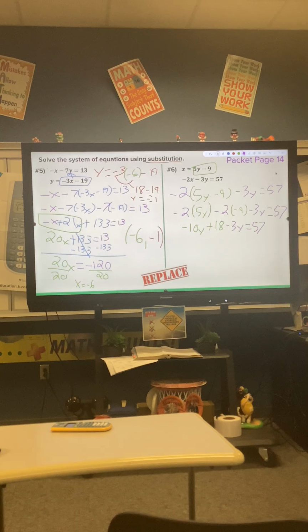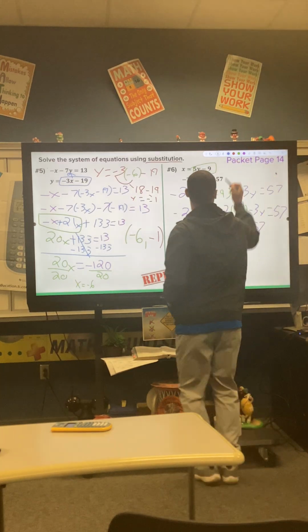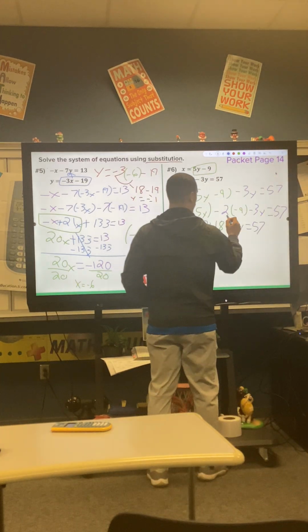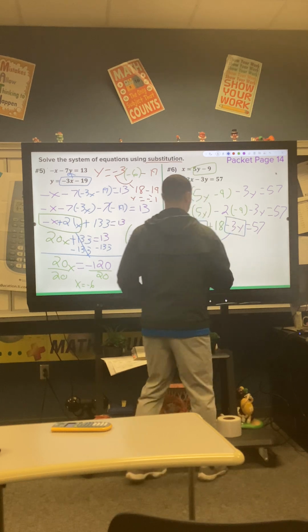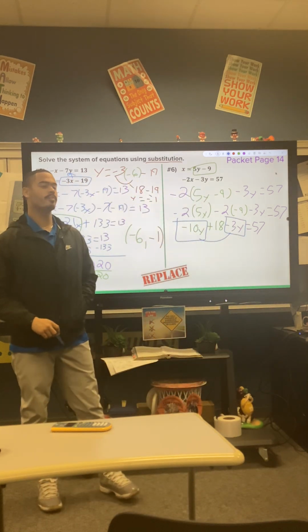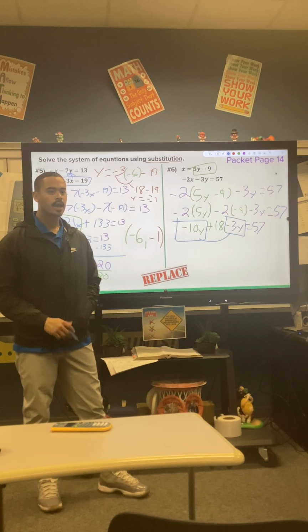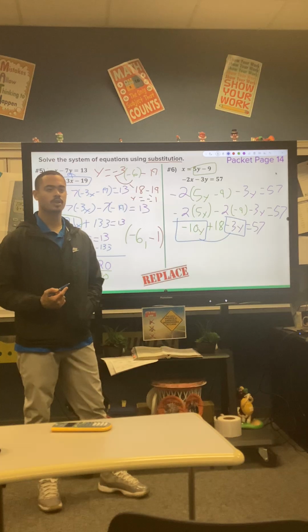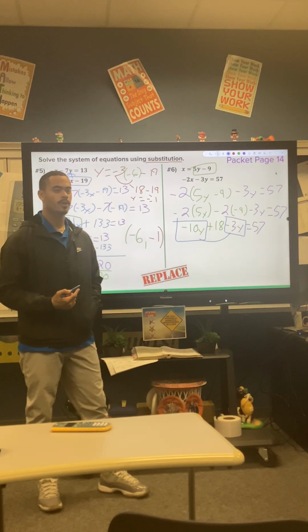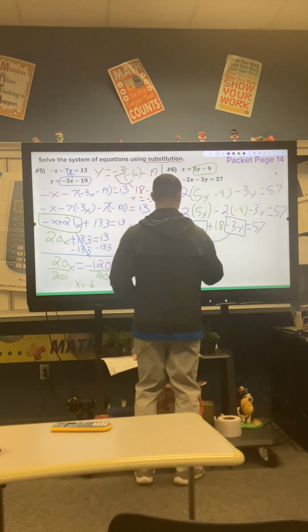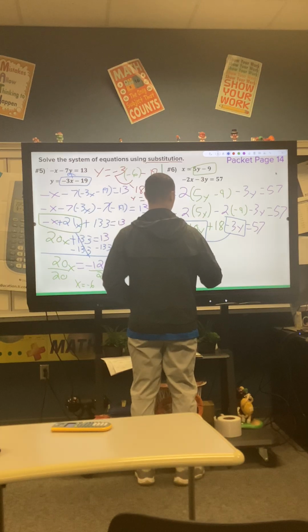We're going to combine my like terms, right? Yes. So what's negative 10y minus 13 minus 3y? 7y. What's 10 plus 3? Oh, 13y. So it's going to be a negative what? 13y.